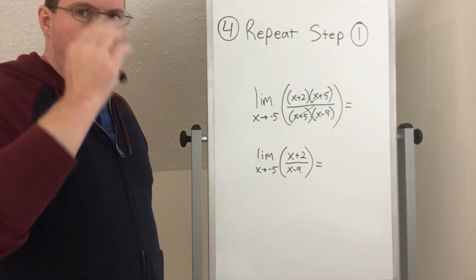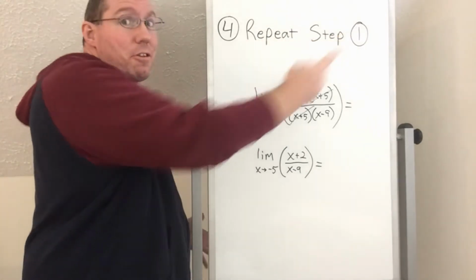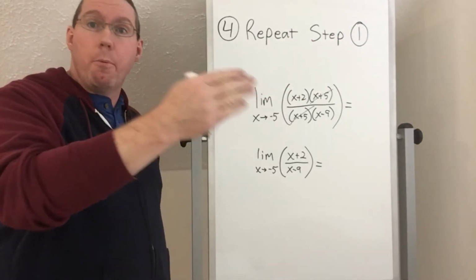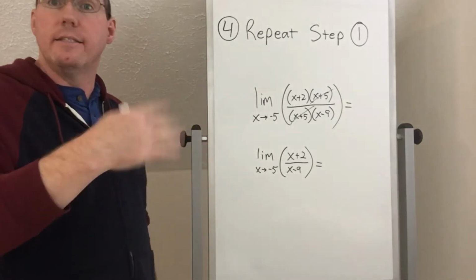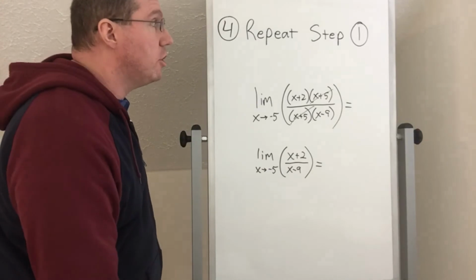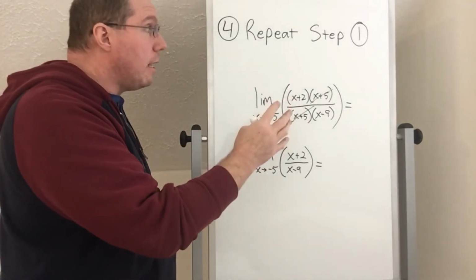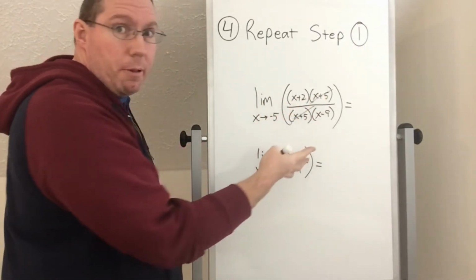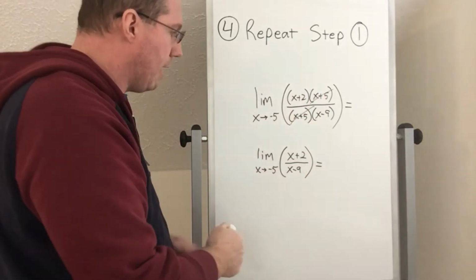All right, now step 4, very simply, repeat step 1. Step 4 is go back to step 1 and do step 1, step 2, step 3 all over again until you get an answer in step 1. So step 1 basically just said, remember, just plug in k for x. So after we canceled the x plus 5s, we now have x plus 2 over x minus 9.